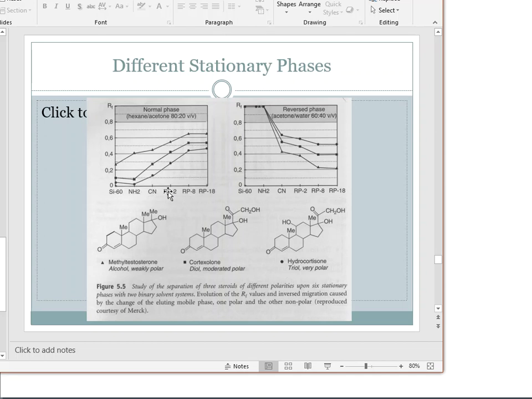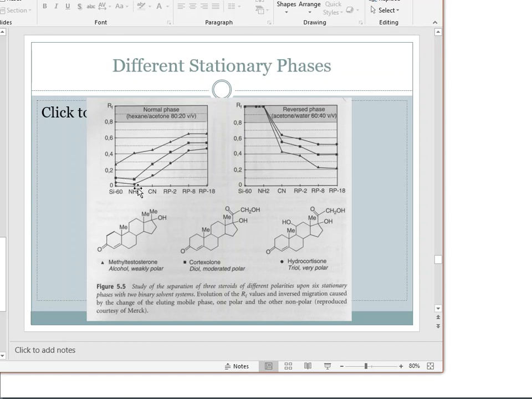Now down here at the very bottom, what they've done is that they've changed the stationary phases on you. So here they started with silica, and then they switched it to an amine, an NH2 group. Then they switched it to a cyanide or a nitrile group. Then they changed it to a reverse phase 2, reverse phase 8, reverse phase 18. Those numbers represent the number of carbons. But look at the order. The order of them does not change.